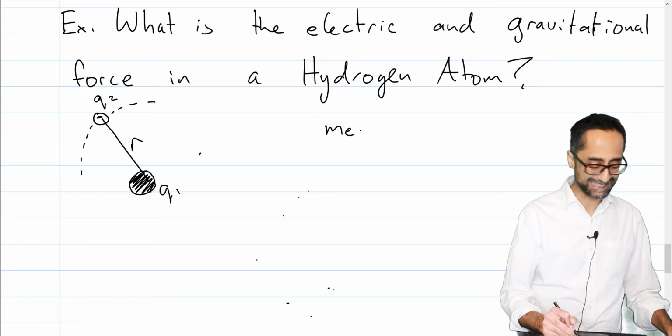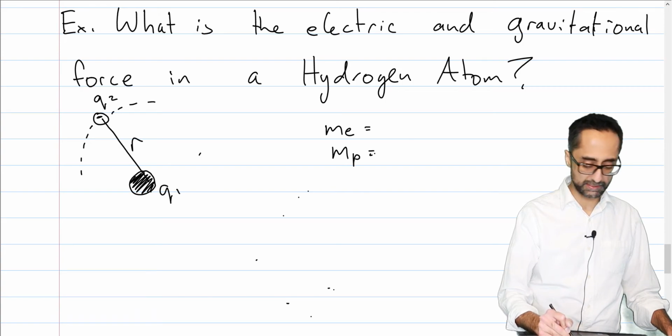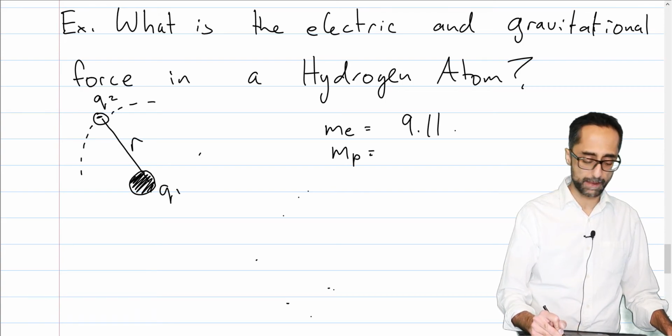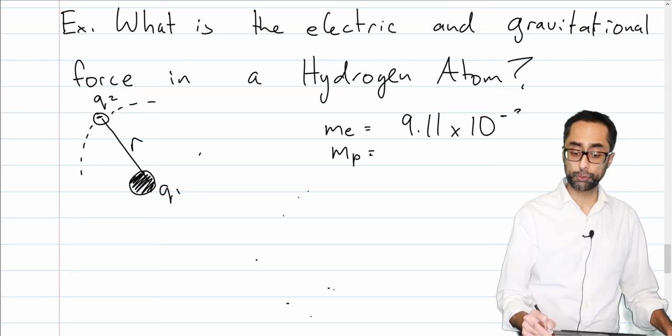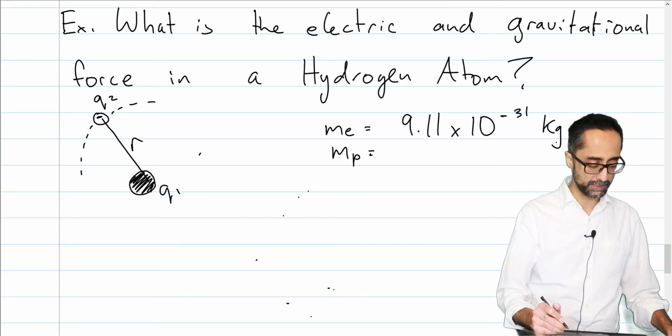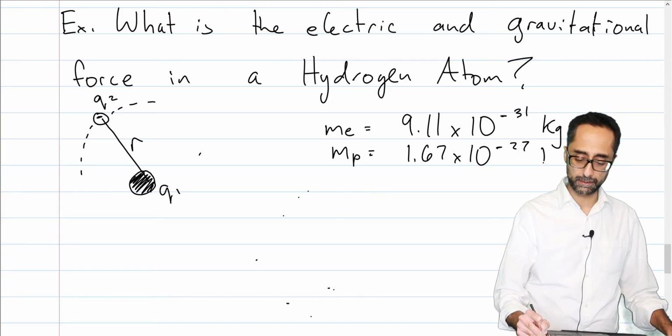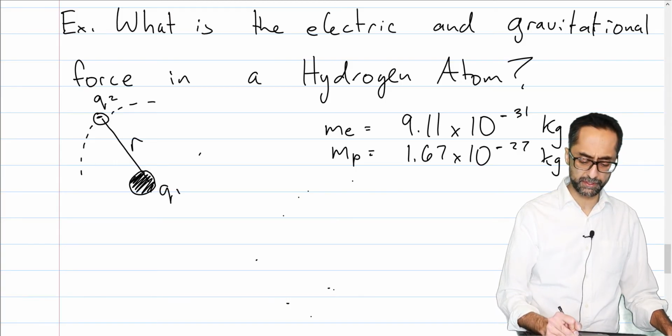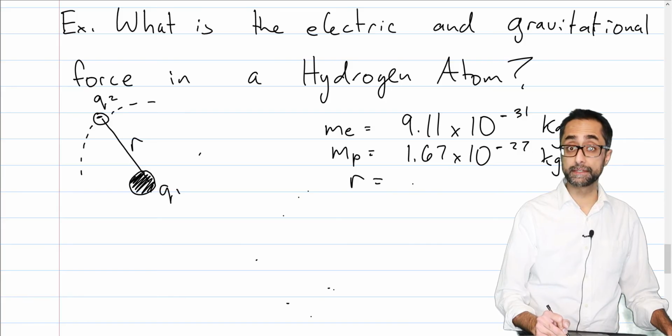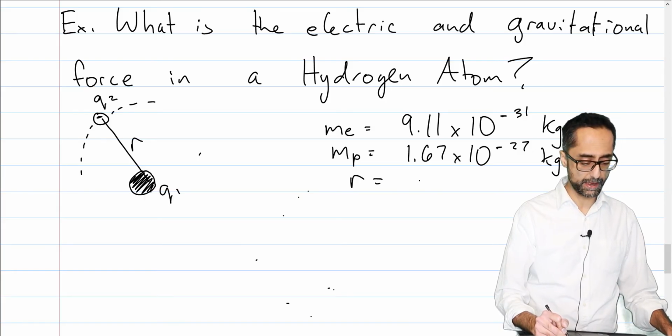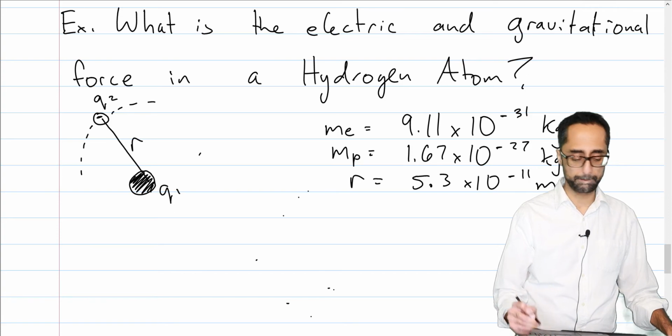We're going to need the masses and the charges of each, so I'll go ahead and I'll write those down, but I expect that you will do this calculation. We've got the mass of the electron is 9.11 times 10 to the negative 31 kilograms. Very tiny. The mass of the proton, much larger, but still small, 1.67 times 10 to the negative 27 kilograms. The radius, that is the distance between, or average distance between our electron and proton, is small, 5.3 times 10 to the negative 11 meters.